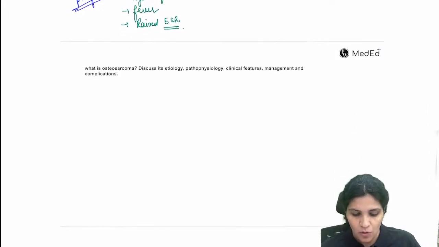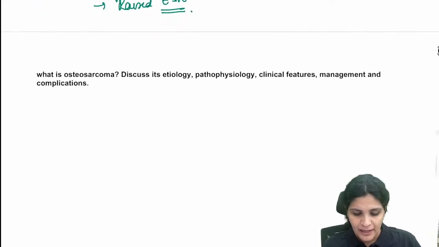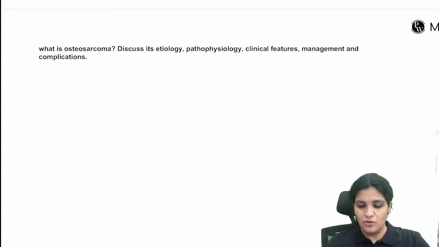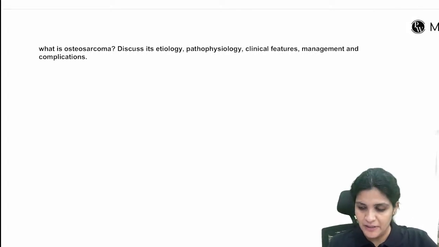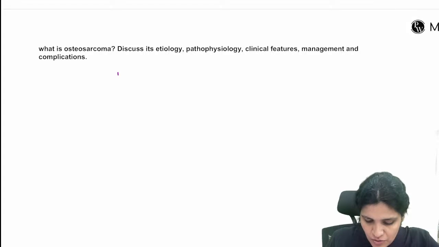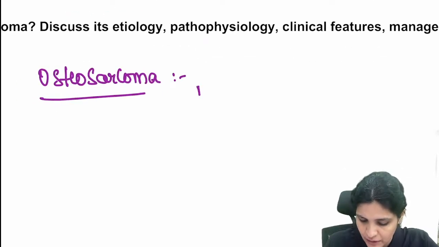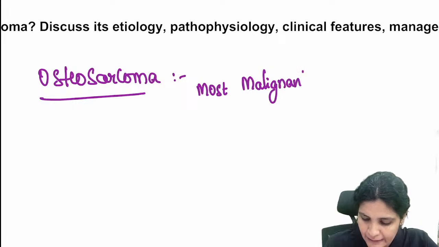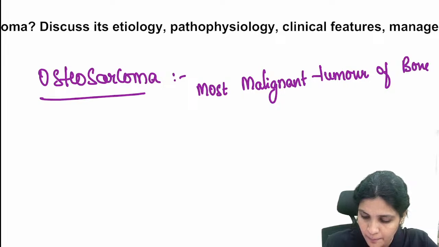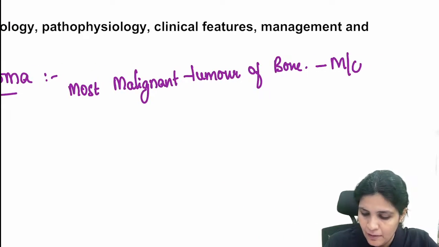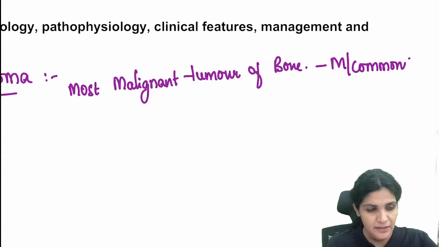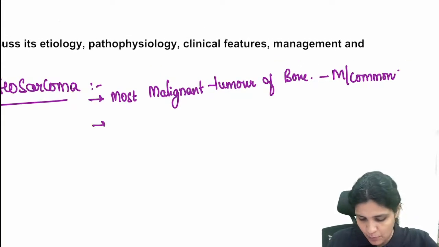And then what is osteosarcoma? So that completes your Ewing sarcoma. And then we'll deal with osteosarcoma: etiology, pathophysiology, clinical features, management. So coming to osteosarcoma, it is one of the most malignant and common tumors, right?